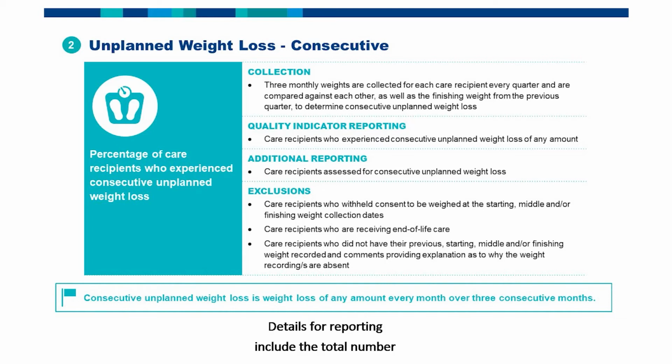Details for reporting include the total number of care recipients assessed for consecutive unplanned weight loss, while exclusions for the significant unplanned weight loss category include care recipients who withheld consent to be weighed at the starting, middle, and/or finishing weight collection dates, care recipients who are receiving end-of-life care, and care recipients who did not have the required weight records of previous starting, middle, and/or finishing weights. Here, comments should be provided explaining why the weight records are absent. For the purposes of the QI program, unplanned weight loss is where there is no written strategy or ongoing record relating to planned weight loss for the care recipient.